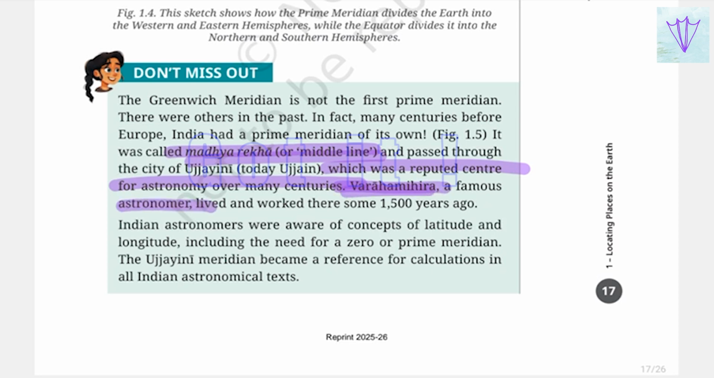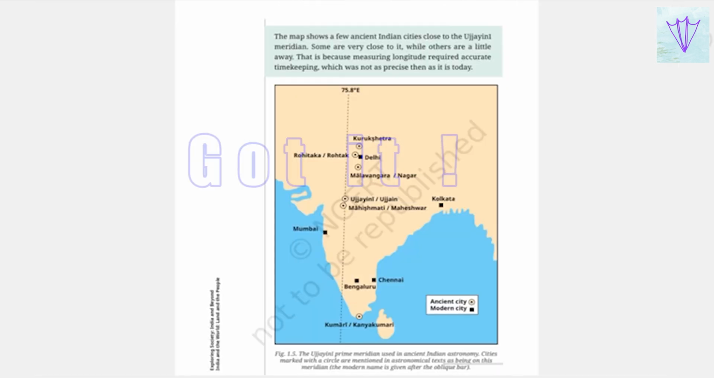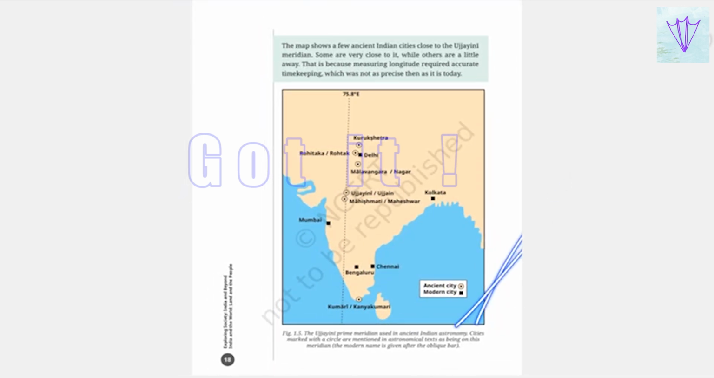Varahamihira, a famous astronomer, lived and worked there some 1500 years ago. So Indian astronomers were aware of concepts of latitude and longitude, including the need for a zero or a prime meridian. The Ujjaini meridian became a reference for calculations in the Indian astronomical studies. So this is the map which shows a few ancient Indian cities close to the Ujjaini meridian, and some are very close to it while others are a little away. This is because measuring longitude requires accurate keeping of time, which was not as precise then as it is now. So this is the map.